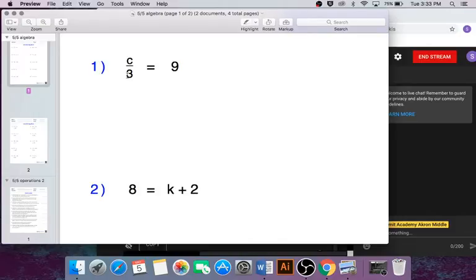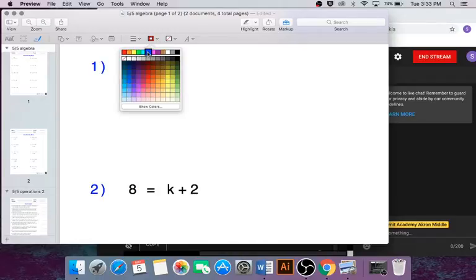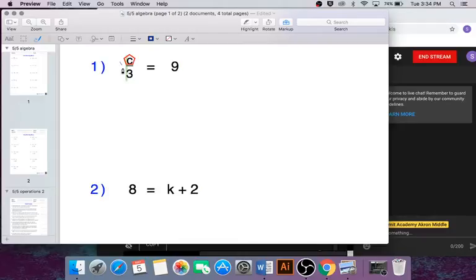So if we look at number 1, we have to identify our variable. So our variable is C. C is connected to 3 by division. So the inverse of division, inverse means opposite, is multiplication. So we need to multiply by 3. Remember, whatever we do to one side of our equation, we have to do to the other side. So we're also going to have to multiply 9 times 3.